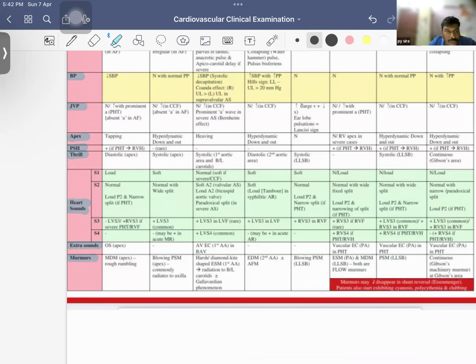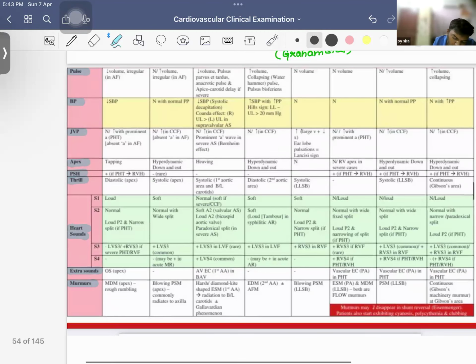Whenever a patient comes to you, these parameters are very, very important in making a diagnosis, and you have to always look for these parameters. Then what are the findings which are going to give you a clue here? The first one is a patient coming to you with a low volume pulse, and BP is also low.